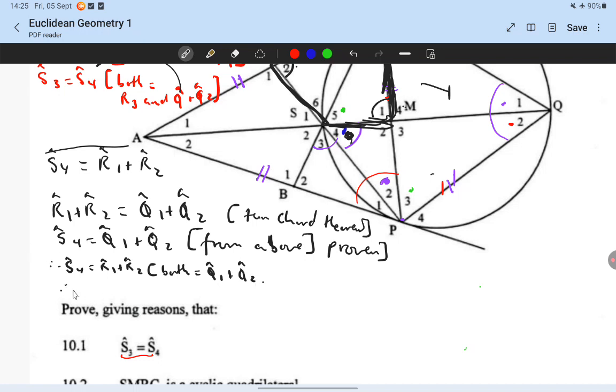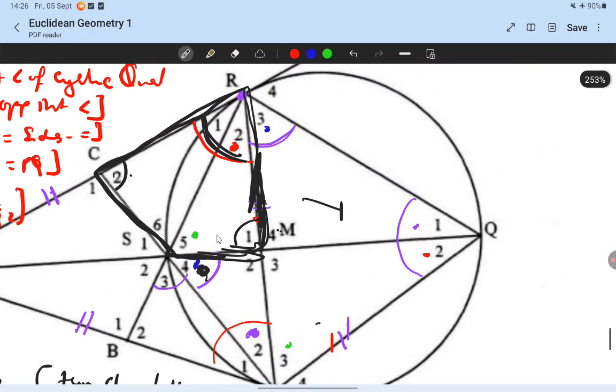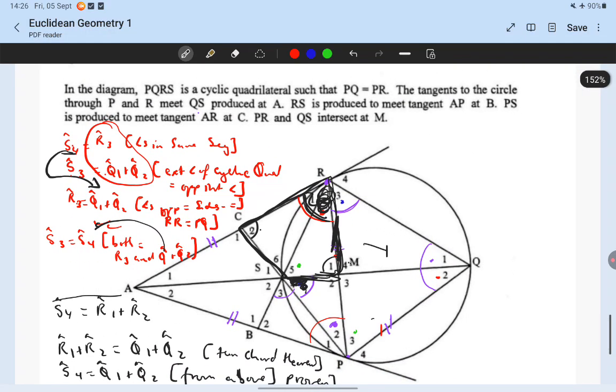So now, therefore, it makes our SMRC a cyclic quad. Why is it a cyclic quad? Because the exterior angle is equivalent to the opposite interior angle. So once you can prove that the exterior angle is equivalent to the opposite interior, so this is our exterior, it is equivalent to our opposite interior, then this shape qualifies to be a cyclic quad. As simple as that. Right.